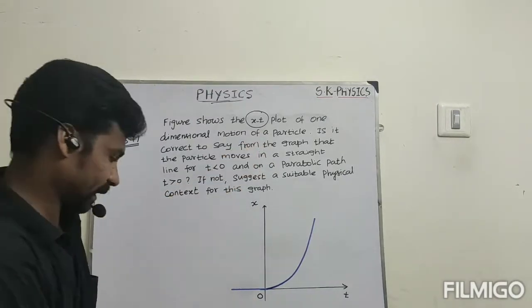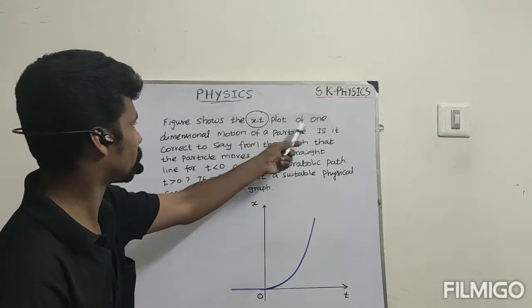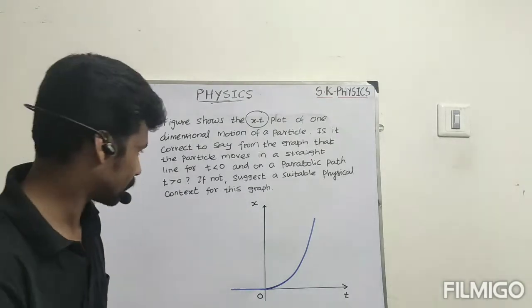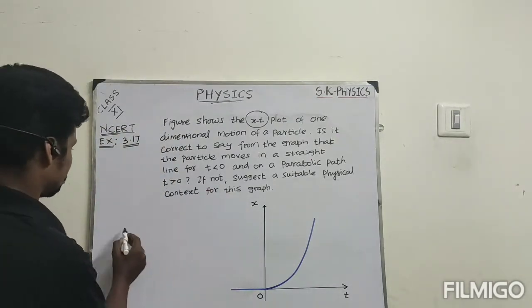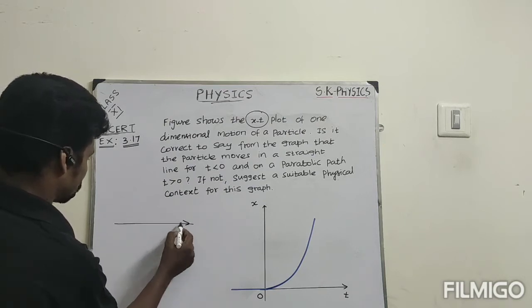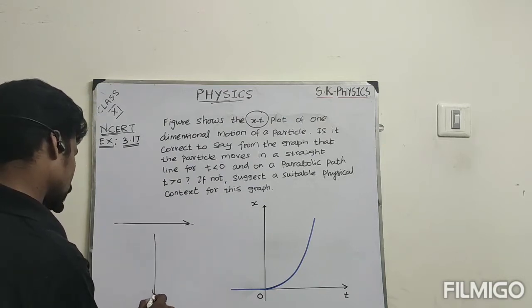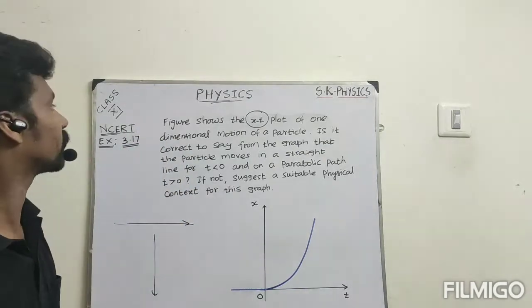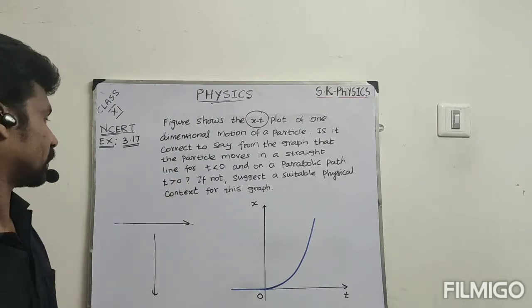See that x-t plot of one-dimensional motion. So let us imagine they gave us a one-dimensional motion. Generally one dimension means maybe like this one dimension, or otherwise left side, or otherwise upward direction. So anyhow it is one dimension. Okay, one-dimensional motion of the particle.